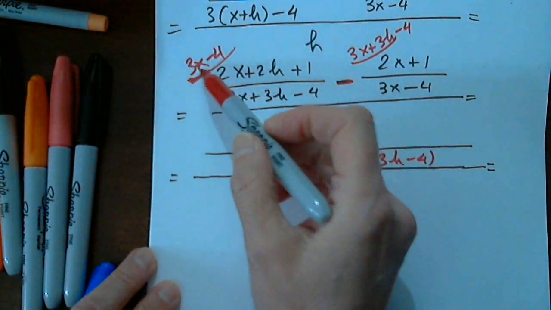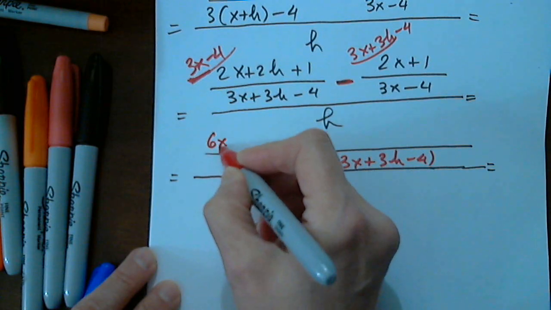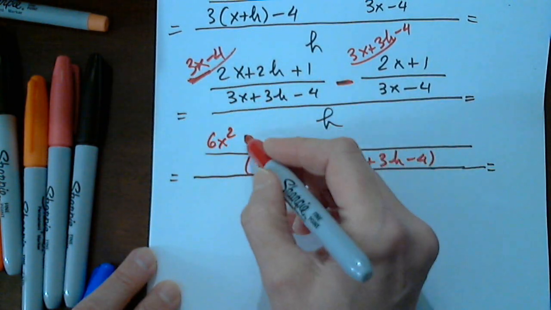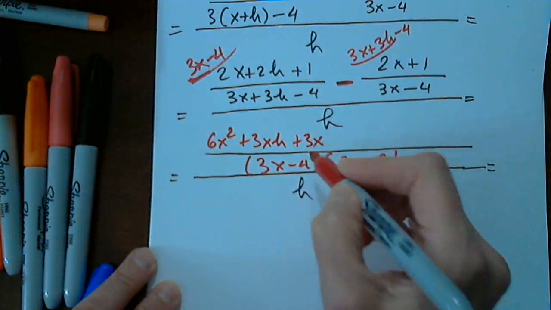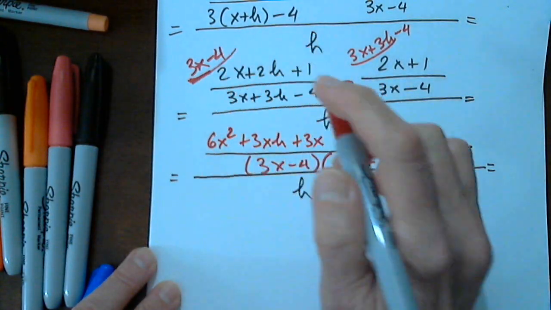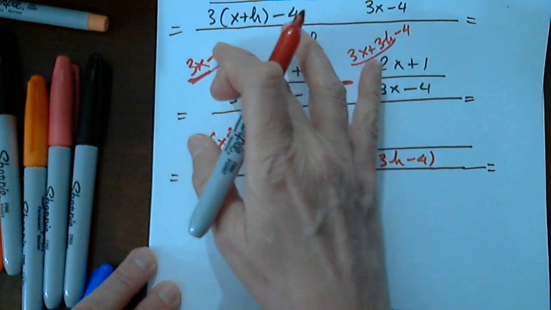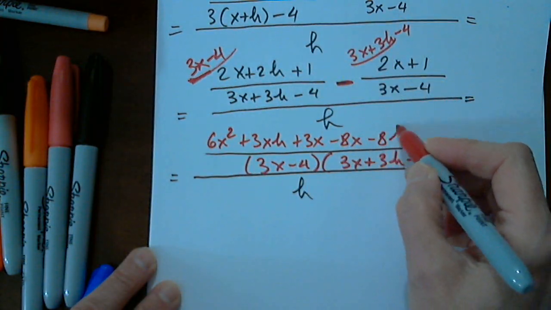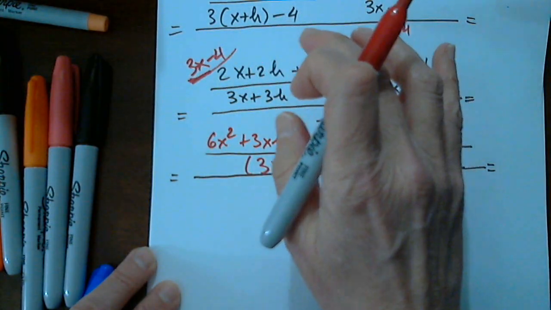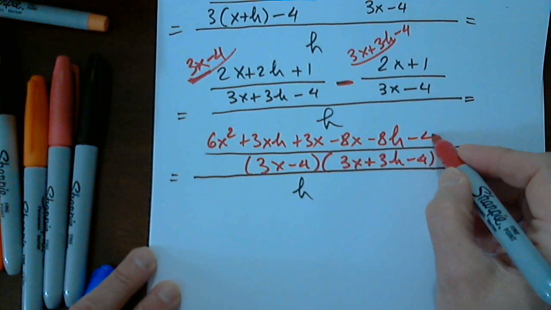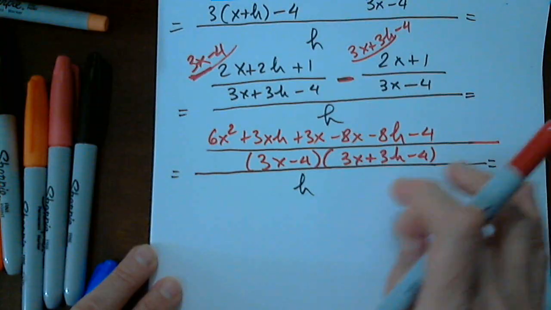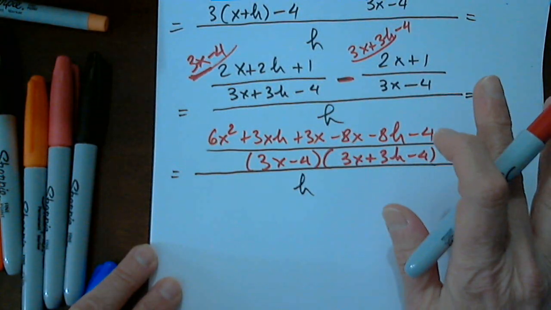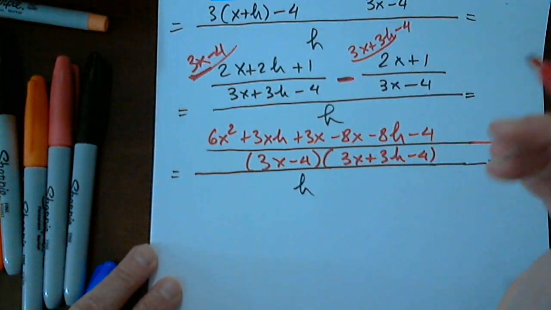Okay, so 3x times 2x, 6x squared. 3x times 2h, 6xh. 3x times 1, 3x. Negative 4 times 2x, negative 8x. Negative 4 times 2h, negative 8h. Negative 4 times 1, negative 4. I already ran out of room, right? So I'm going to write underneath. You should not do that, but I have no choice.